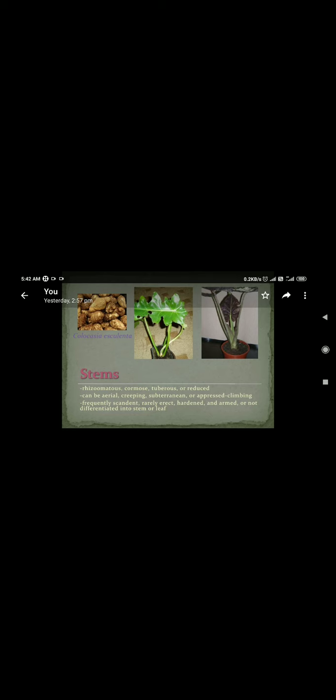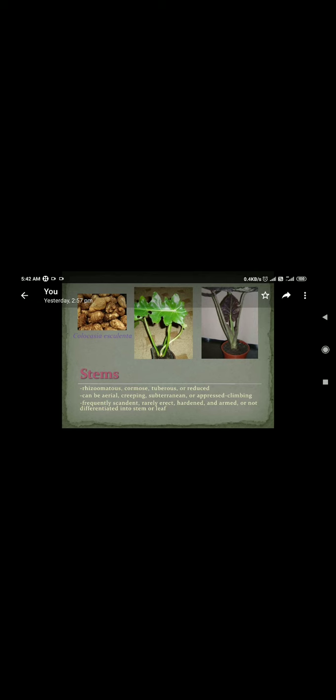Since most of the plants are aquatic, creeping, that's why such type of modifications are found in the plants of this family. First image is Colocasia esculenta, which is very familiar to you people, and I hope the second and third plants you also know.